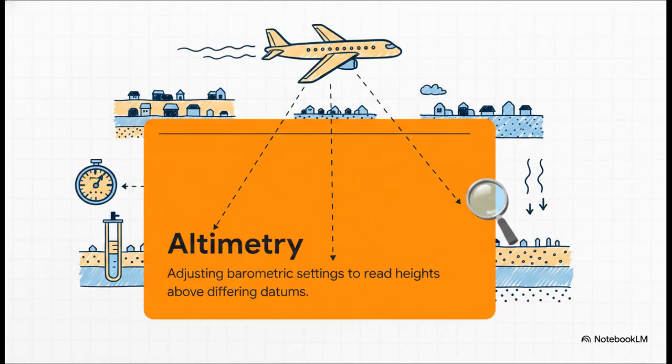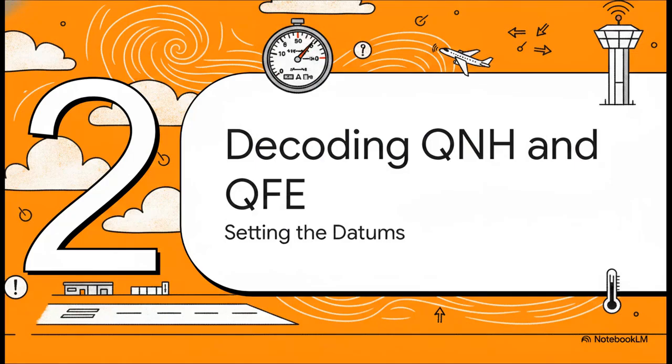But okay, before we can catch this altimeter in a lie, we have to understand what it's actually doing. Because it doesn't shoot a laser down to measure your physical distance to the Earth. No way. Instead, it acts like a highly sensitive barometer. It's just measuring atmospheric pressure. Since air pressure predictably drops the higher you climb, the instrument translates that pressure drop into an altitude reading. But to do that accurately, we have to calibrate it using baseline reference points, which in the aviation world we call datums.